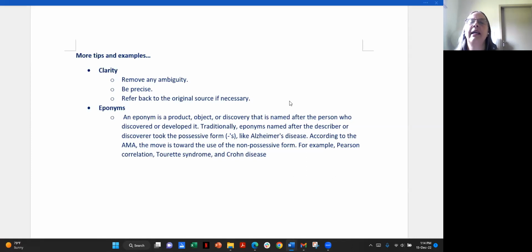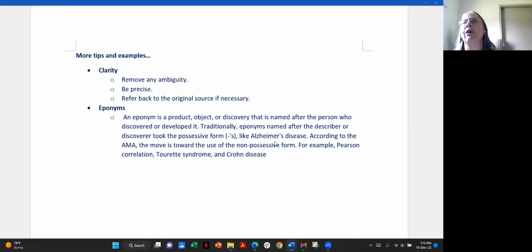Another thing to touch on is eponyms. It sounds like a really fancy word. All it means is that it's a product or an object or a discovery that's named after the person who discovered it or developed it. So traditionally, eponyms are named after the describer or the discoverer, and it would take the possessive form with an apostrophe S, like Alzheimer's disease.